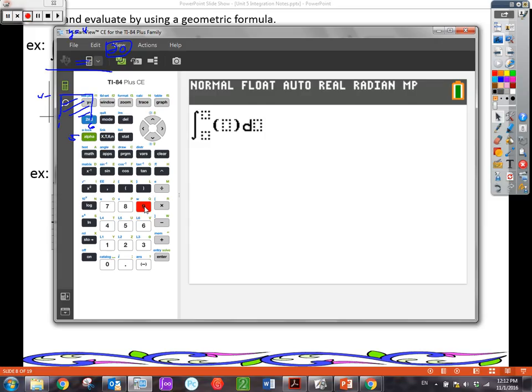So I'm just going to enter that integral that we just did. That was from 1 to 6, and it was 4.